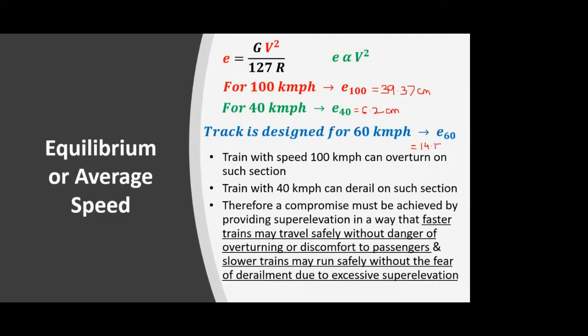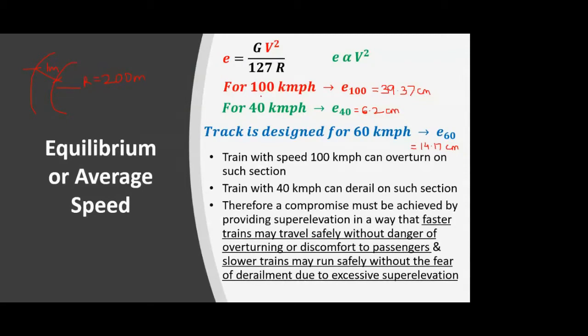So 14.17 centimeter. Now comes the decision part that as a railway engineer you have to make: you have three trains. All three trains will be moving on the same curve, and that curve has a radius of 200 meter, and the gauge is 1 meter.